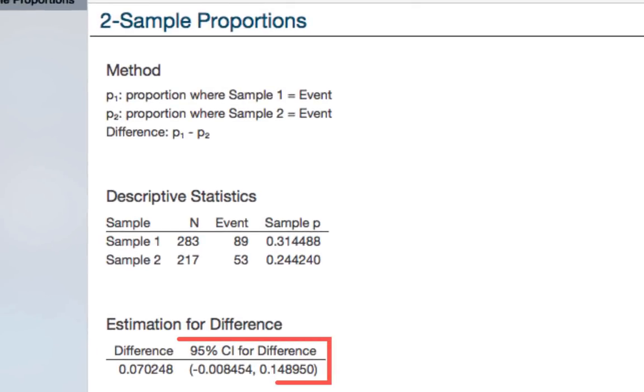And here we have our 95% confidence interval for the difference. To interpret this, I would say that I am 95% confident that if we would take the population proportion for females minus the population proportion for males, that difference would fall between negative 0.008454 and positive 0.148950.